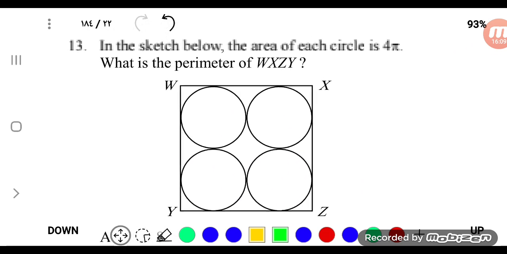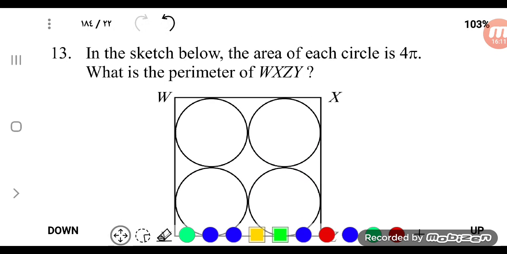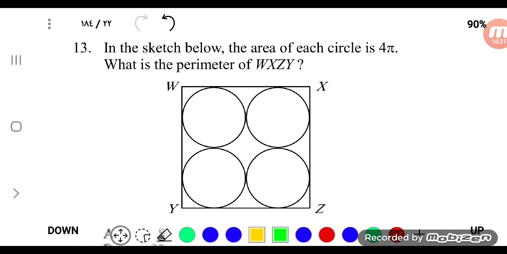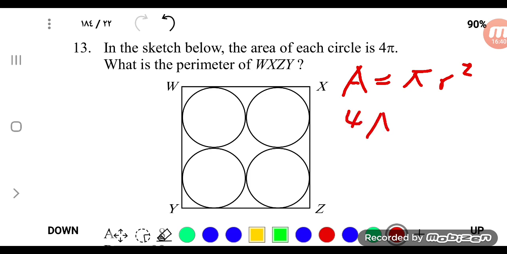Next question. In the sketch below, the area of each circle is 4 pi. What's the perimeter of WXYZ? Perimeter of the square is the sum of all length around it, sum of all sides. So here I have the area of each circle. You know that area is equal to pi r squared. So I know the area is 4 pi. I plug it here. It's equal to pi r squared.